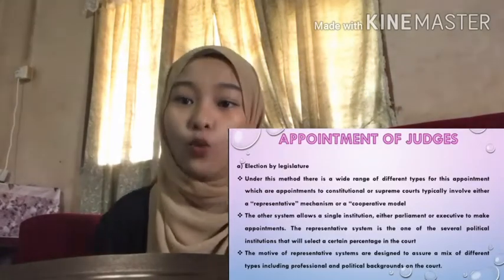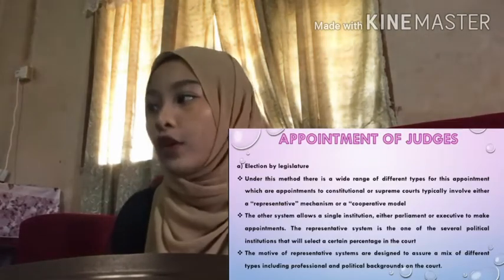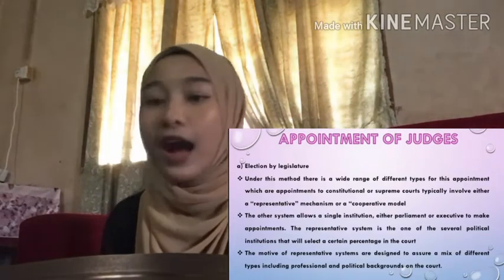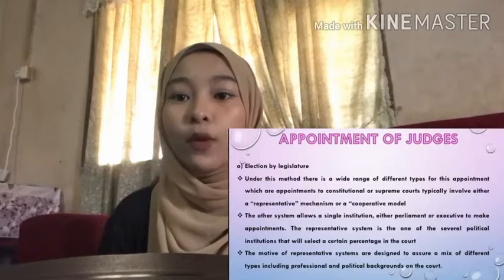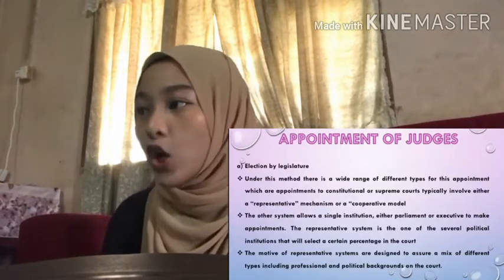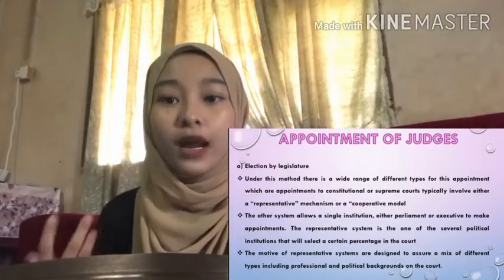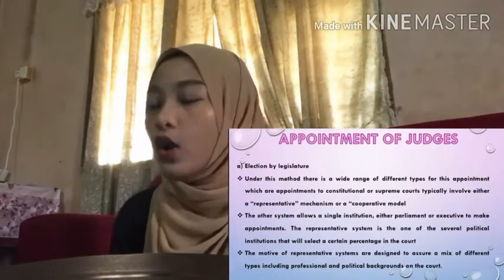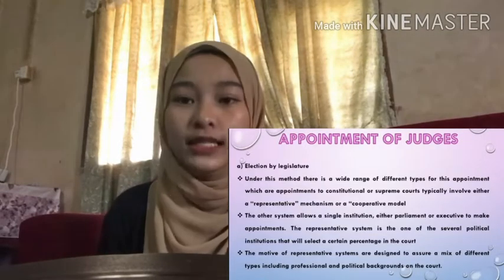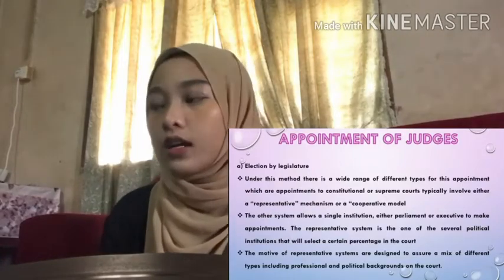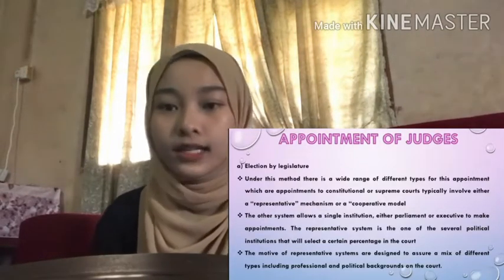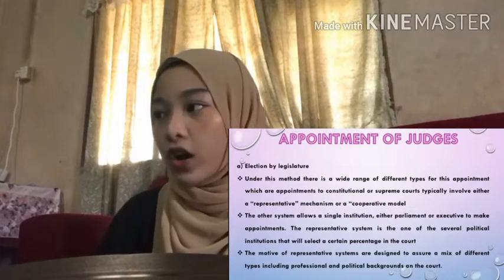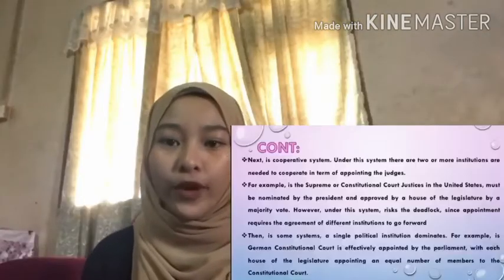Under this method, there is a wide range of different types for this appointment, which are appointments to constitutional or supreme courts, typically involving either a representative mechanism or a cooperative model. The other system allows a single institution, either parliament or executive, to make appointments. The representative system is one of several political institutions that will select a certain percentage in the court. The motive of the representative system is designed to assure a mix of different types, including professional and political backgrounds on the court. Next is the cooperative system.